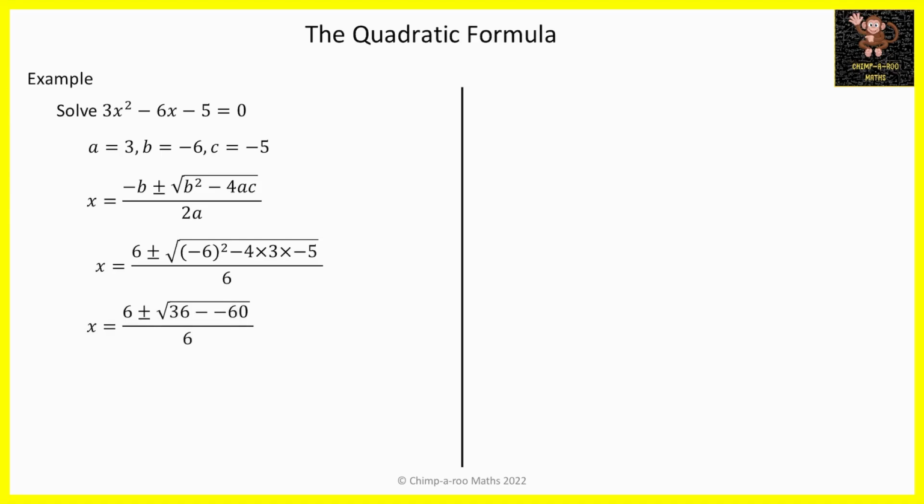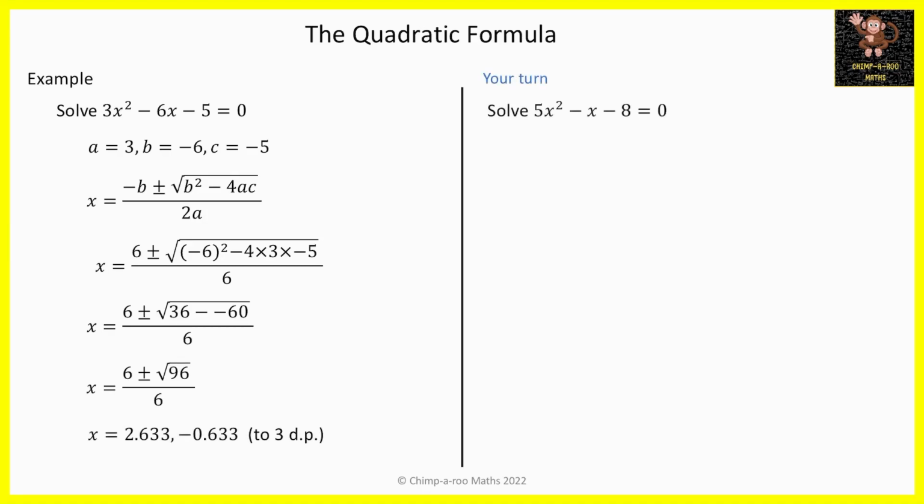Minus 6 all squared is 36, take away. Now 4 times 3 times minus 5 is minus 60, so it's 36, take away minus 60. That's going to simplify to root 96. So 6 plus or minus square root of 96 all over 6. Bang that in your calculator, and there are your two solutions.